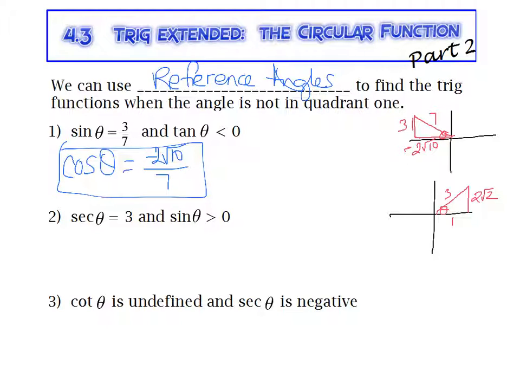Let's look for a tangent, I guess. Tangent of theta is opposite, that'd be 2 root 2, over adjacent. Oh, that's 1. I picked an easy one, didn't I? I don't even have to rationalize or anything.